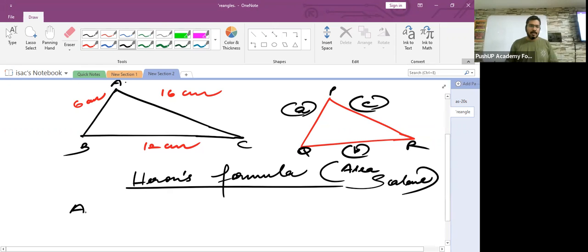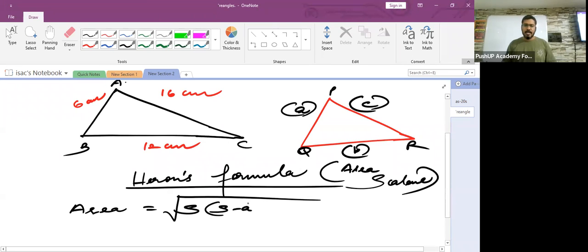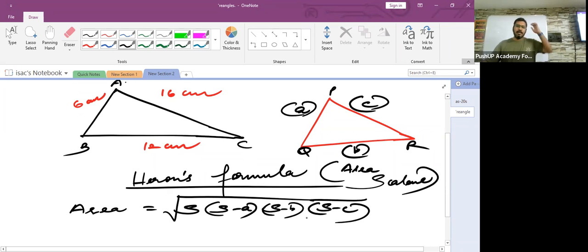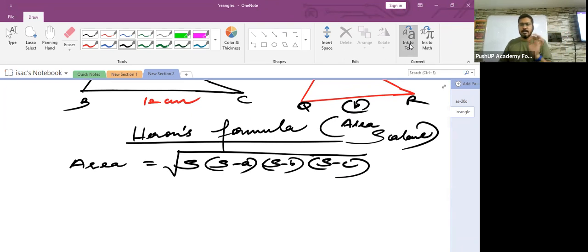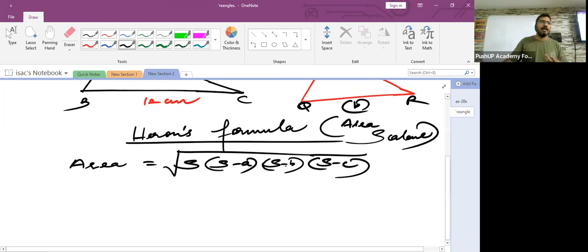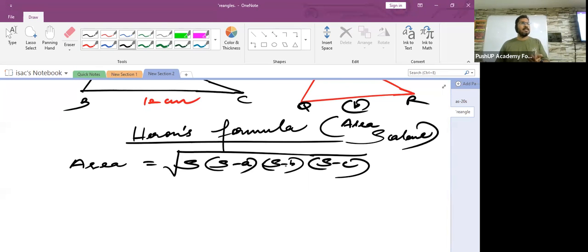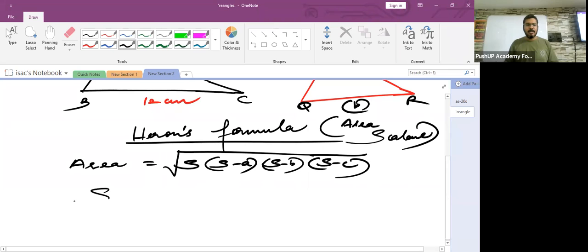Now, what is the formula? The formula is area is equal to square root of S into S minus A into S minus B into S minus C. Make a note of this. What is Heron's formula to find the area of a triangle? It is square root of S into S minus A into S minus B into S minus C. Now you all are very anxious to know what is S. You all know what is A, B, and C, isn't it? A, B, and C are the three sides of the scalene triangle. But you all are anxious to know what is S.